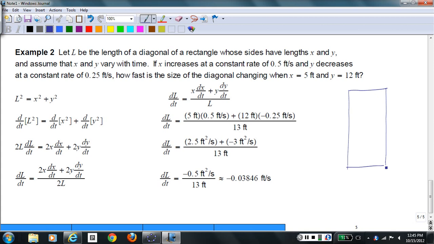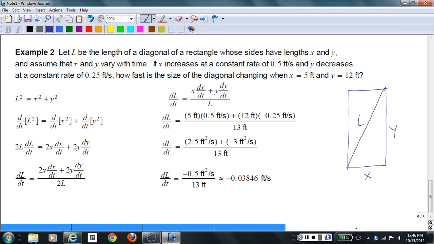Be the length of the diagonal of a rectangle. So there's L, whose sides have lengths x and y. And assume that x and y vary with time. So it might get wider, it might get taller as time passes. If x increases at a constant rate of 0.5 feet per second.